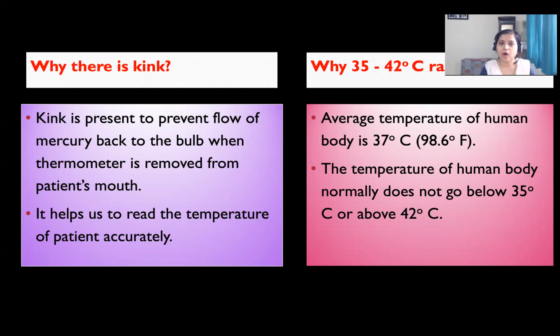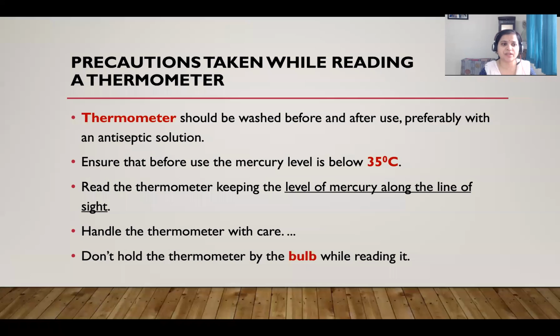So now, what precautions should be taken while reading a thermometer? Let's discuss that. The thermometer should be washed properly with an antiseptic solution before and after its use, and ensure that before use the mercury level comes down, that is, below 35 degrees Celsius. And read the thermometer keeping the level of mercury along the line of sight so that you can measure it properly.